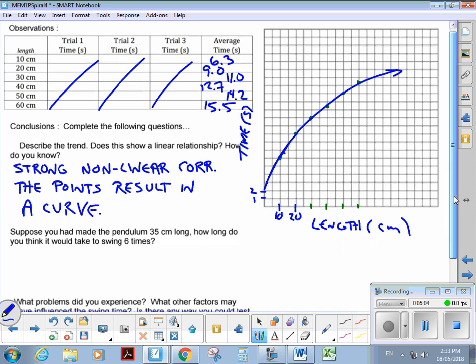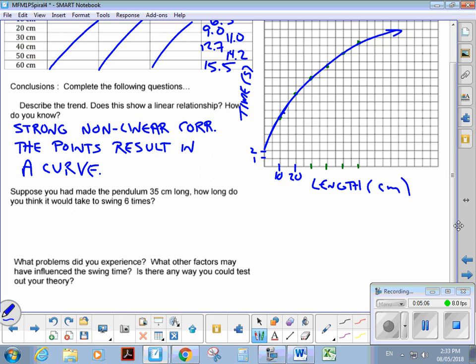All right. Suppose you had made the pendulum 35 centimeters long. How long do you think it would take to swing 6 times? So this is where I recommend you get your ruler out. I'm going to do it in a different color. So first thing we're going to do is find 35. So 10, 20, 30. So here's 35 on that line.